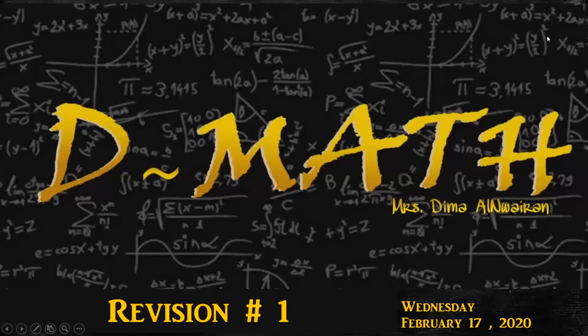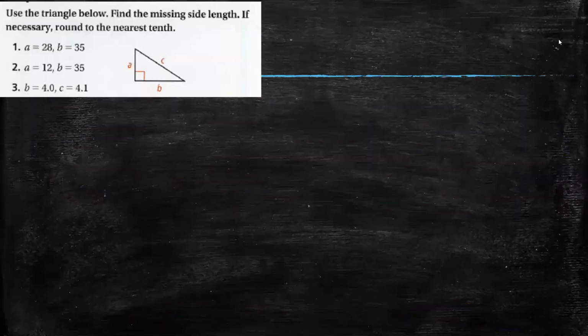Okay, good morning. Let's revise now chapter 10. Let's start with this question here. Use the triangle below, find the missing side length, if necessary, round to the nearest tenth.